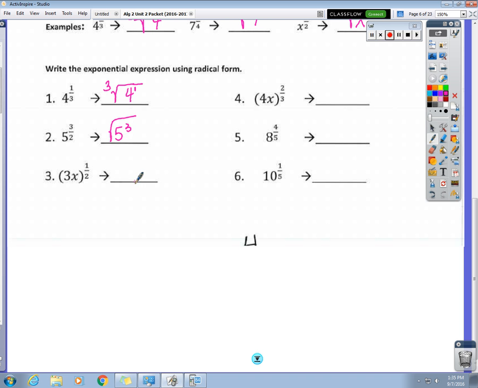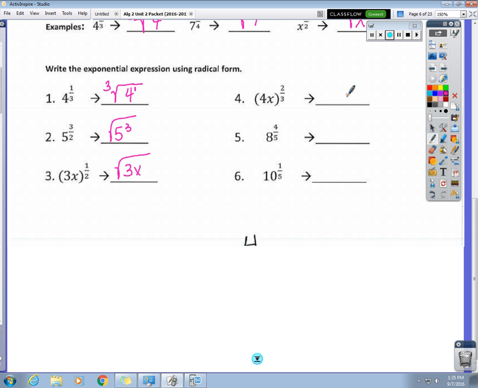Okay? Number 3, Trevor, what'd you get? Raised to the what? Well, it's the square root, so the 2 would go there, but you don't have to write it, and the 1 would go here, but you don't have to write that either.